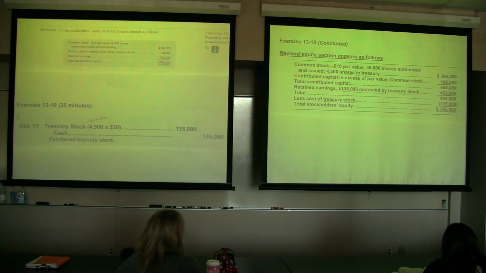So why are the 4,500 shares in the treasury, that calculated amount, the 135,000, a separate line item for accounting purposes? Because you've got common stock, $10 par value, 36,000 shares authorized, and then issued 4,500 shares in treasury stock.